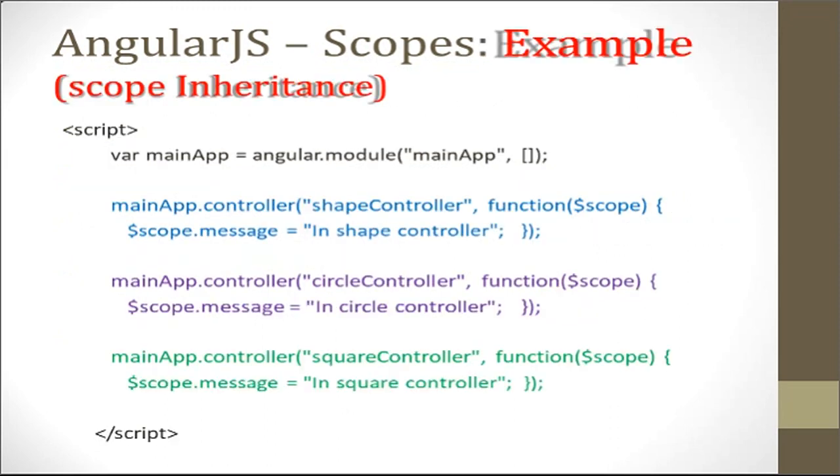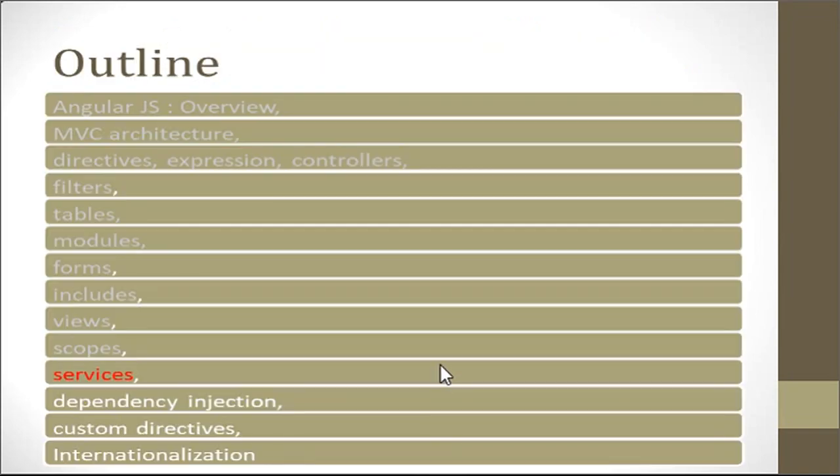So let's see now live examples of scope inheritance, how scope is used. So in this example, you can see here now, two basic examples of scope inheritance are created: my shapeController and my circleController. So here we have passed the message. In shapeController I pass a message, and in circleController I pass a message in the circleController. So let's see this example, how we use the scope.